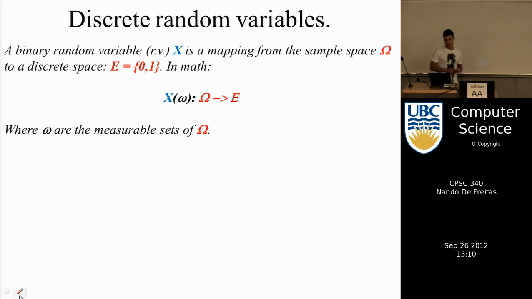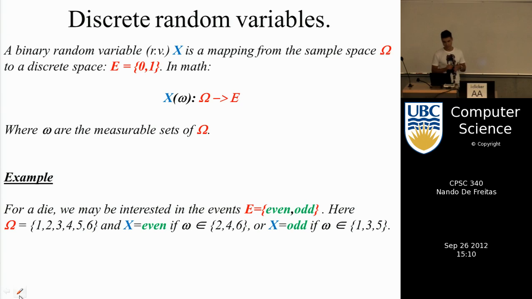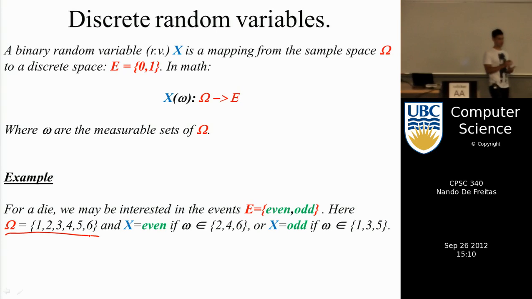So a binary random variable is just a mapping from, as we defined it loosely before, the sample space to a set of events that you care about. We did an example before where, for a die, we defined the sample space to be all the values that the die could take: 1, 2, 3, 4, 5, or 6. But you might not be interested in talking about 1, 2, 3, 4, 5, or 6. You might just be interested in even or odd, in which case your events are just even and odd.